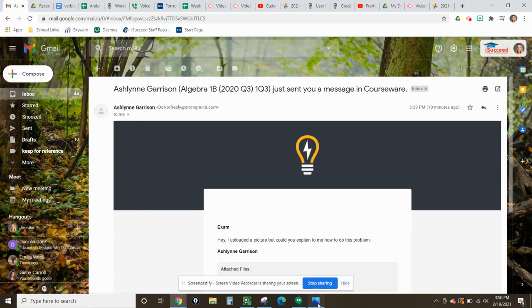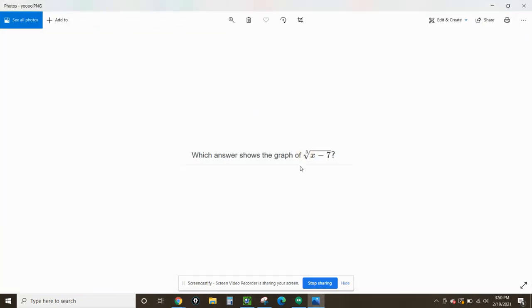Hi, Ashlynne. So I got your question of which answer shows the graph of this, the cube root of x minus 7. So there's a couple different ways you can do it.